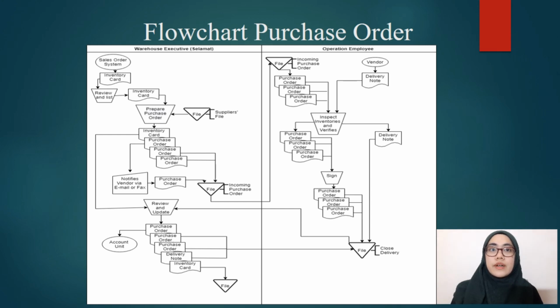After that, the employee files those purchase order copies together with the delivery note in the closed delivery file. Selamat or the warehouse executive reviews the closed delivery file and updates the quantity received onto the inventory card. He then forwards the original copy of the purchase order to the account unit and the balance, which are the second copy and third copy of the purchase order and delivery note, will be kept in the closed delivery file.